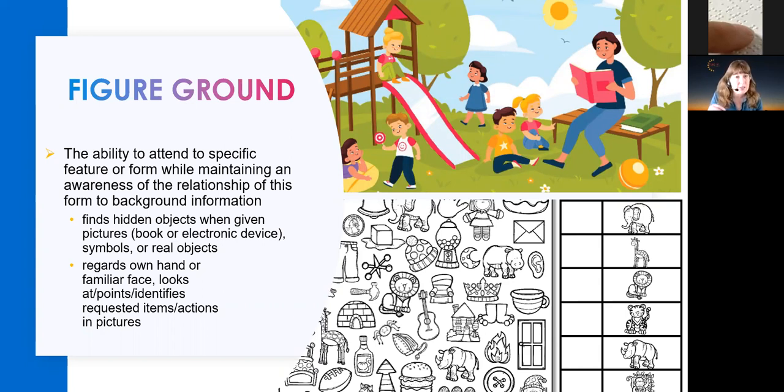For younger kids, you may want to use just a regular picture book like the one at the top of this page. Can they point to the sun? Can they find the lollipop? Can they point to the ball? At the bottom of the page is just a black and white worksheet that is great for figure ground. Can they count the number of elephants on the page? Can they point to all of the giraffes?